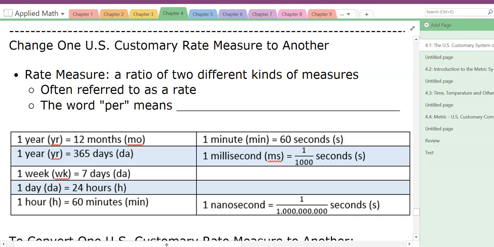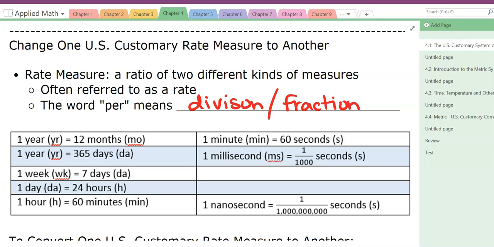A lot of times those are referred to, like I said, as rate. So that would be like how fast something's going, its speed. And the word per, when you hear that, so when they say feet per second or miles per hour, per means division. Or you can also think of that as a fraction. So if it's miles per hour, you're figuring out how many miles are you traveling for every 1 hour. If it was feet per second, it would be how many feet are you traveling for every 1 second of time that passes.